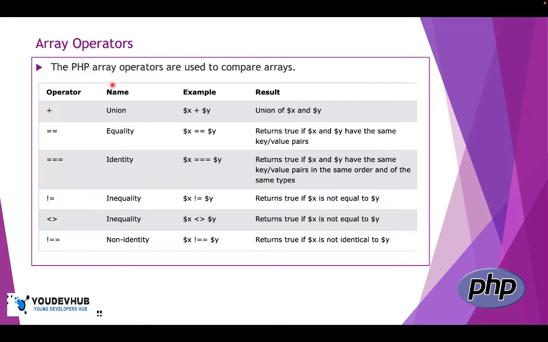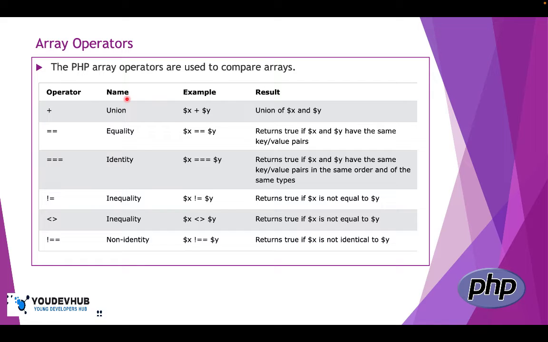Array operators. Now we are back to array operators. In the previous lessons, we talked about the arithmetic operators, the logical operators, the conditional operators, and now we are on the array operators. The array operators are used to compare arrays. We can have equality of an array, a union of an array, we can check if it is identical, we can check if it is not equal, and we can check for inequality and non-identity.